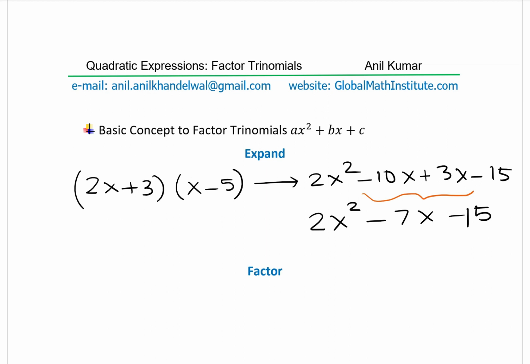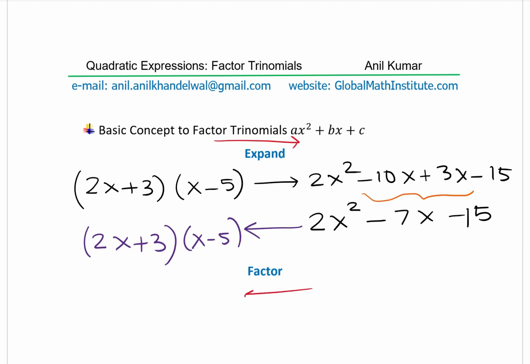Now, if you are given 2x squared minus 7x minus 15, you can get the result from where it came. Definitely, it came from 2x plus 3 times x minus 5. So the reverse process is factoring. Is that clear to you? You're all very familiar with this part, which is expanding, right? Now what we are doing is factoring, the reverse process.